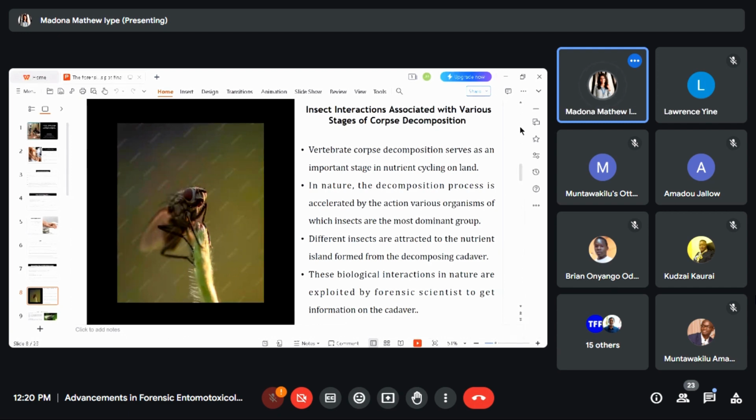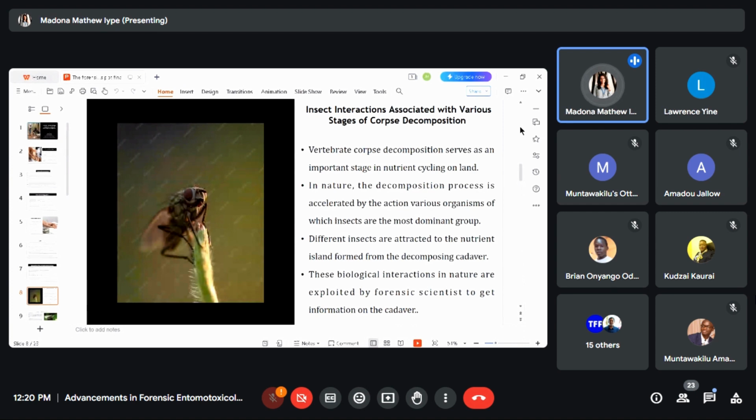In nature, the decomposition process is accelerated by the action of various organisms, of which insects are the most dominant group. Different insects are attracted to the nutrient island formed from the decomposing cadaver.